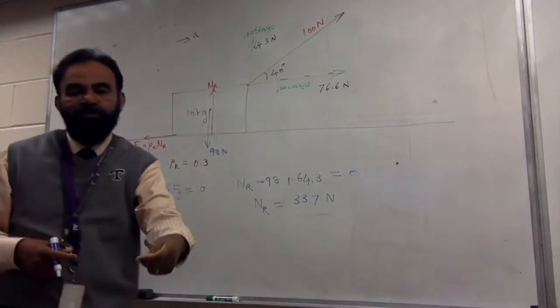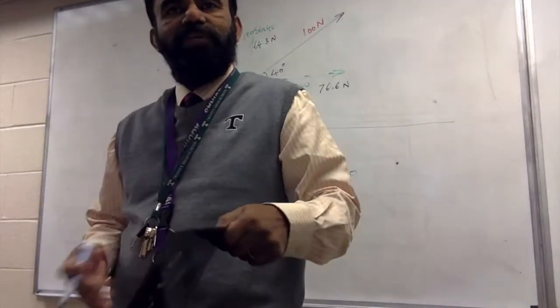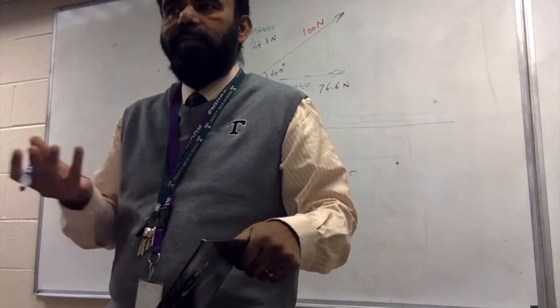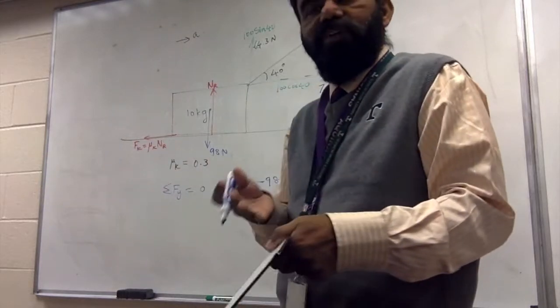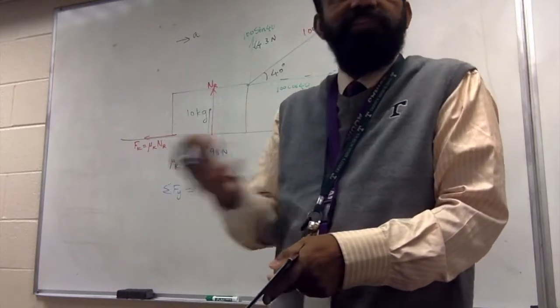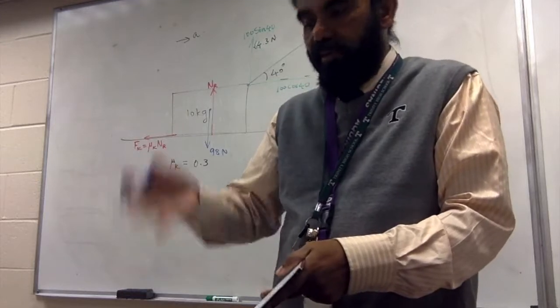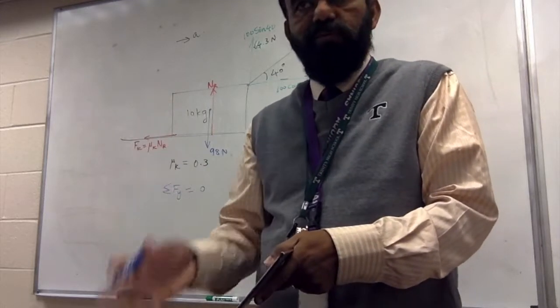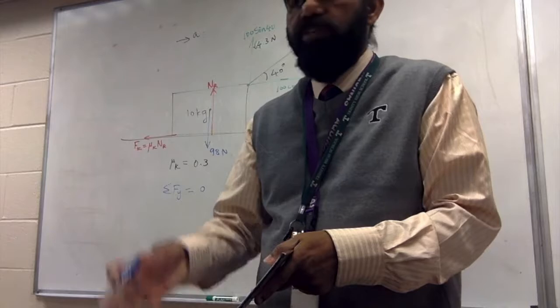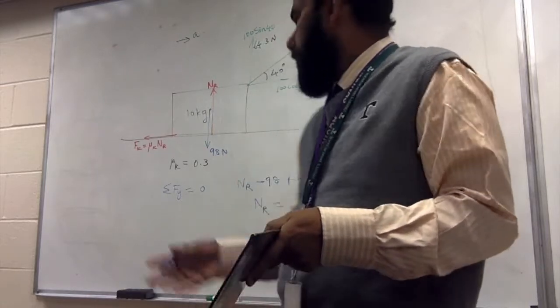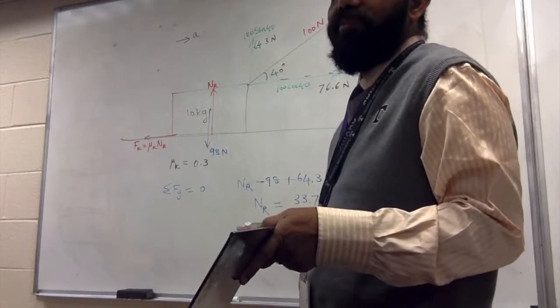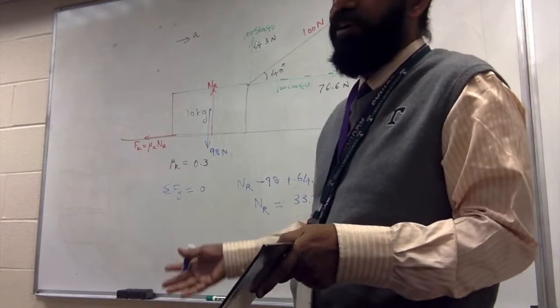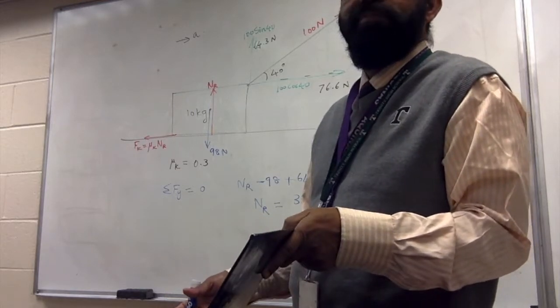So when you're trying to pull from this angle, you are trying to lift it off the floor a little. That means you're trying to relieve this book from making a full impact on the table. So instead of pushing the table with 98 newtons, it's only pushing with 33.7 because you're lifting it partly. You're not lifting it fully, a little bit of help.